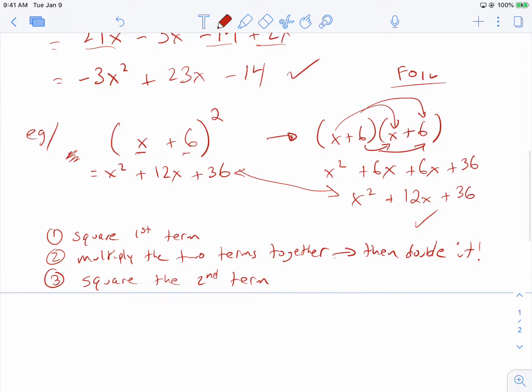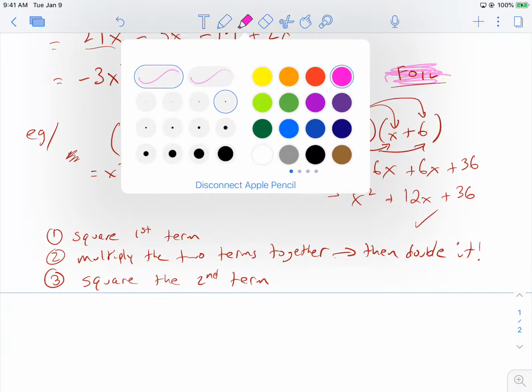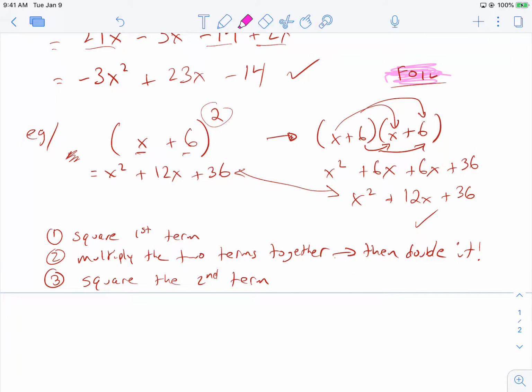So it's up to you. Do you want to use this shortcut? You can use this shortcut only if you have this squared here, but it might save you some time, although FOIL is also always going to give you the right answer as well. So whatever you'd like to use, that is completely up to you, but just make sure we are getting it right. So that is the key here. So whatever you feel more comfortable with, go for it.